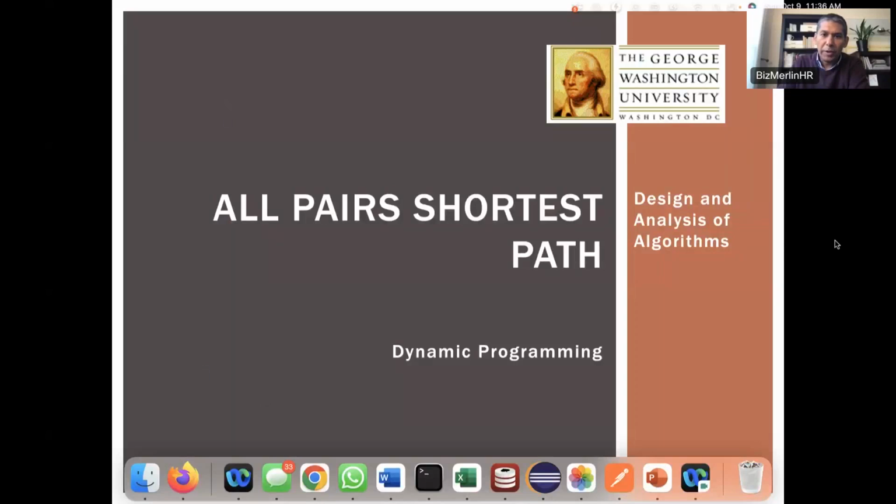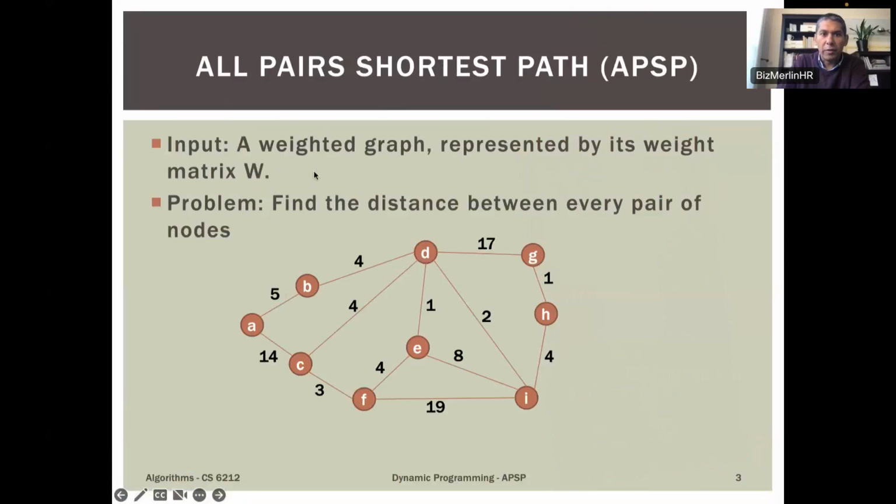Okay, so in the all pairs shortest path problem, we are given a weighted graph. So that means this is a graph that has a weight specified on each edge, and that's given by a certain weight matrix. What we're supposed to find is the distance between every pair of nodes. So not just from one source, rather between every pair of nodes. For example, the weight of the edge between A and B is 5. The weight of the edge between A and C is 14. The weight of the edge between D and E is 1, etc., etc.